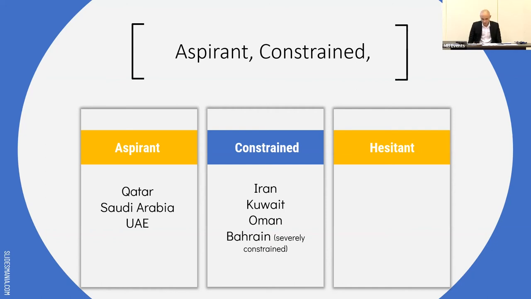Israel is not in the table, by the way, but Israel, for example, has come a bit of a way because of the Abraham Accords, but is still constrained by the overall regional narrative of the Arab-Israeli conflict, the Palestinian cause and the Arab Peace Initiative. So it's still constrained by that. And you look at the other states I've listed in aspirant and constrained, and you can see why Qatar, Saudi Arabia and the UAE are under aspirant.